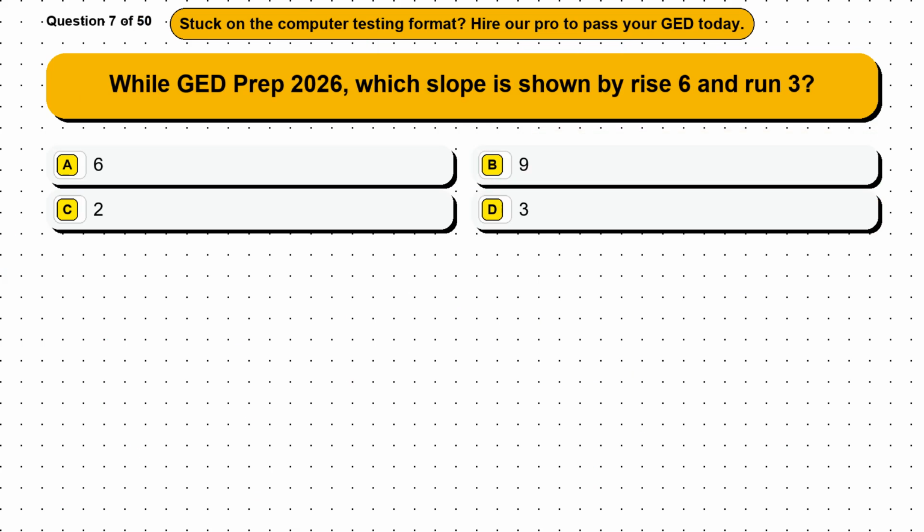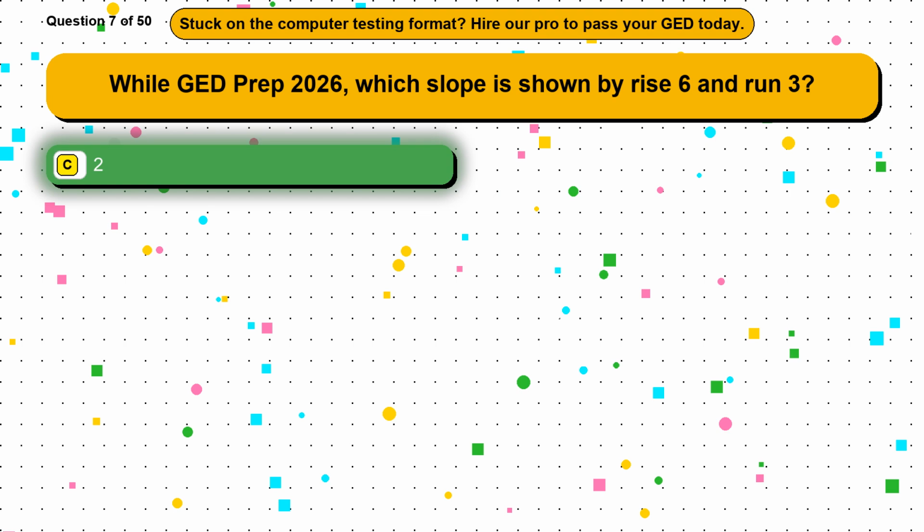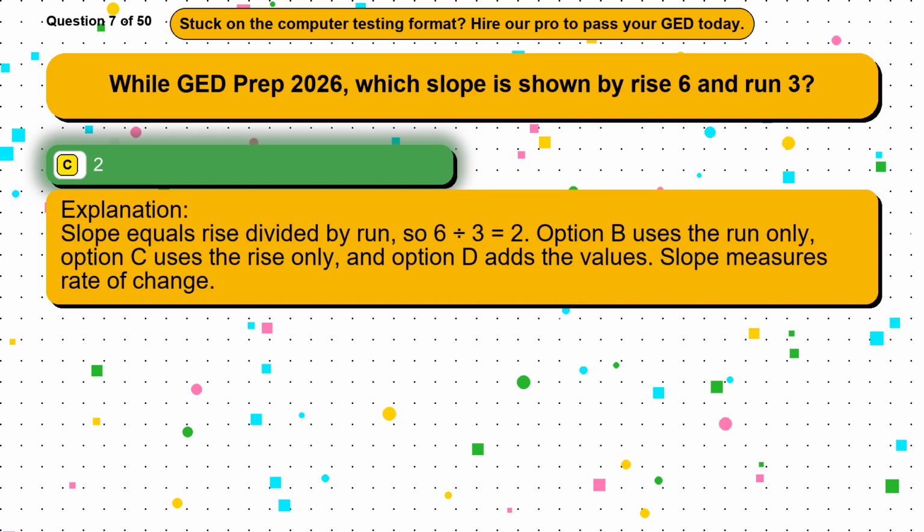Question 7. While GED Prep 2026, which slope is shown by rise 6 and run 3? Option A, 6. Option B, 9. Option C, 2. Option D, 3. The correct answer is option C. 2. Slope equals rise divided by run, so 6 divided by 3 equals 2. Option B uses the run only, option C uses the rise only, and option D adds the values. Slope measures rate of change.